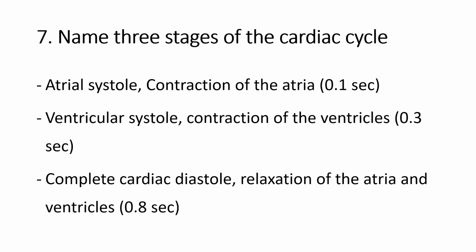What happens in an atrial systole? The contraction of the atria. So remember, this is very important for you to know generally before you even go straight to your books. There are 4 chambers: right atrium, left atrium, right ventricle, and the left ventricle. The right atrium receives deoxygenated blood from the superior vena cava and inferior vena cava.